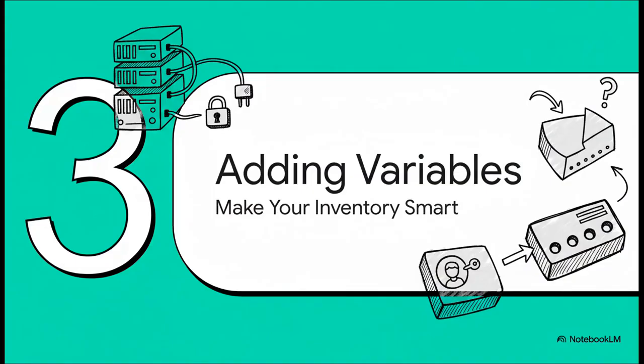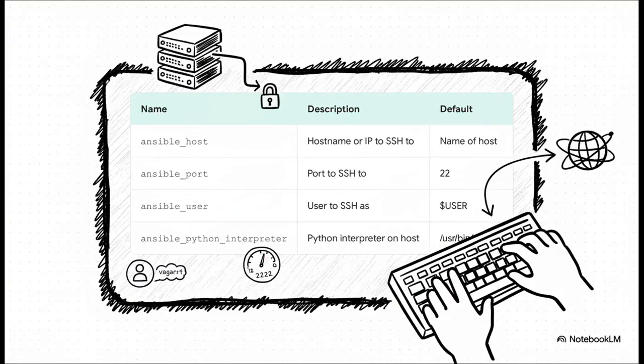Okay, so we've organized our hosts into nice, neat groups. But what about the specific details for each host or group? Things like which port to connect to or what user account to use. For that, we need to make our inventory smart by adding variables. These are what Ansible calls behavioral inventory parameters, which is a fancy way of saying they tell Ansible how it should behave when it connects to a host.